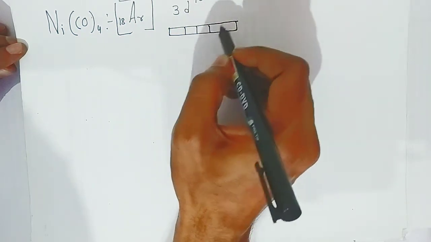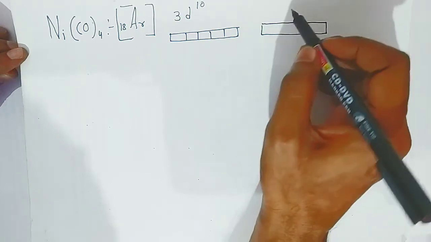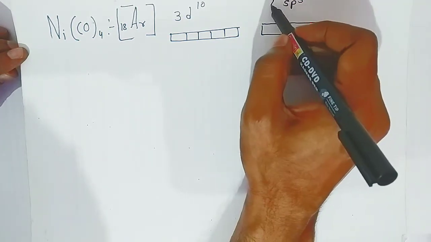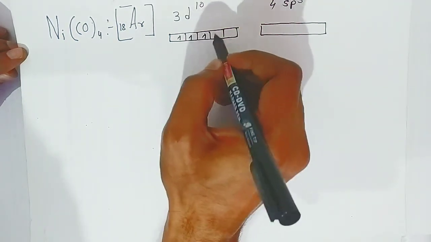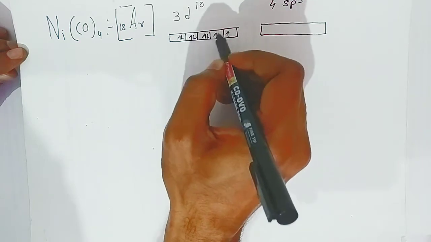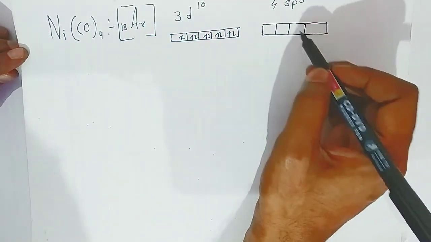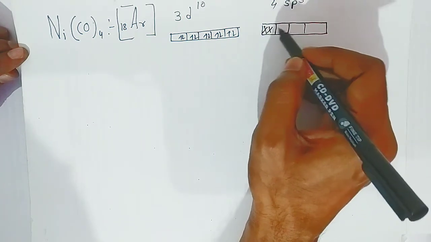3d10 you can write like this, and because 4 sp3 orbitals are there. Now students, 3d10, first you have to fill the single electron like this, then the pairing you have to start. Now here, students, you have 4 sp3 hybrid orbitals.